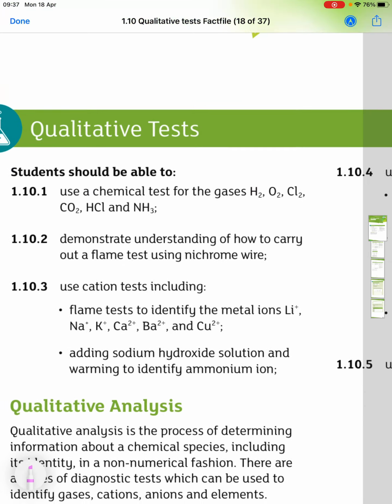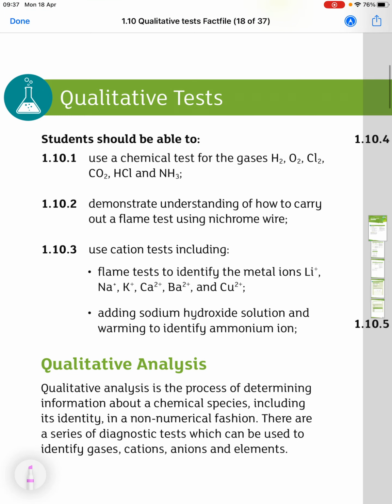This is Unit 1, Topic 10, Qualitative Tests. There are 5 things you need to know for this. So the first is the chemical test for the gases hydrogen, oxygen, chlorine, carbon dioxide, HCl and NH3.